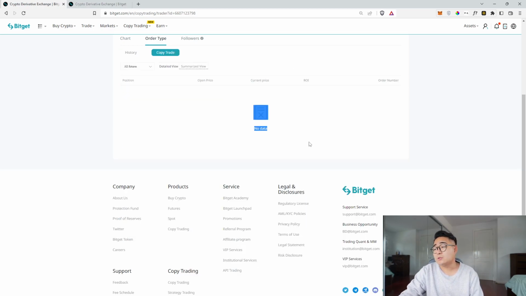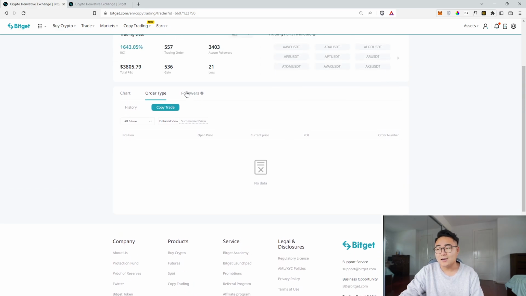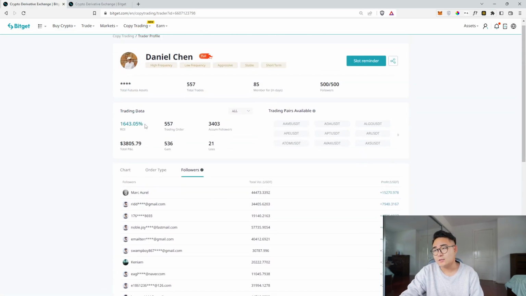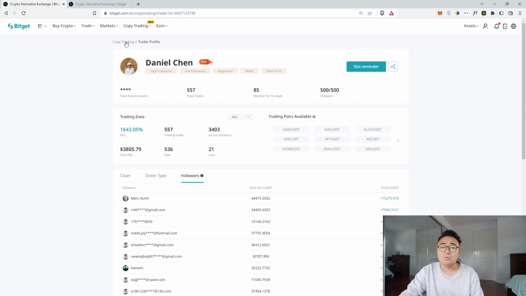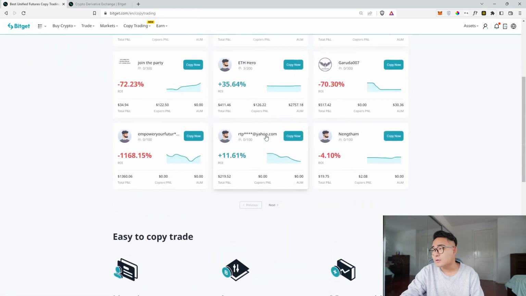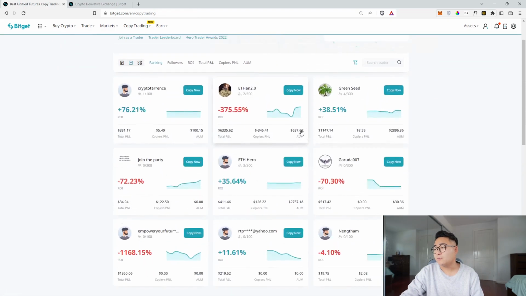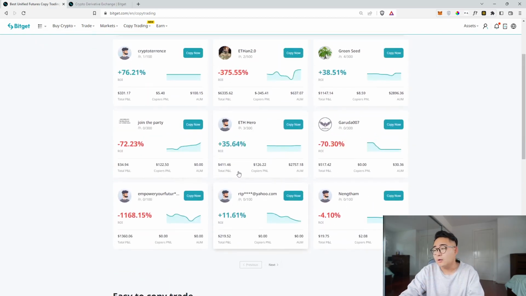Looking at the current open positions, there are no open positions, which means he's not stuck in any negative or terrible trades. This is something that you would be looking out for. I'm not telling you to follow this guy, but these are some of the things that you'll be looking out for. So how do we actually follow somebody?